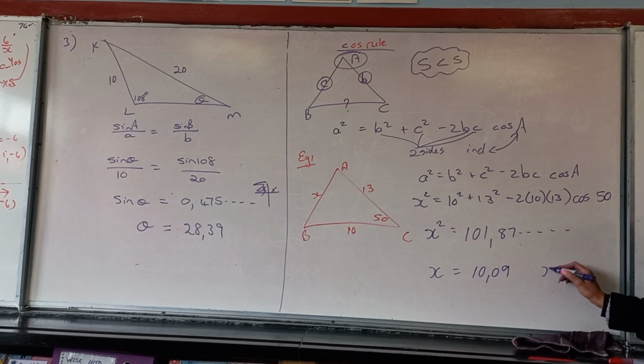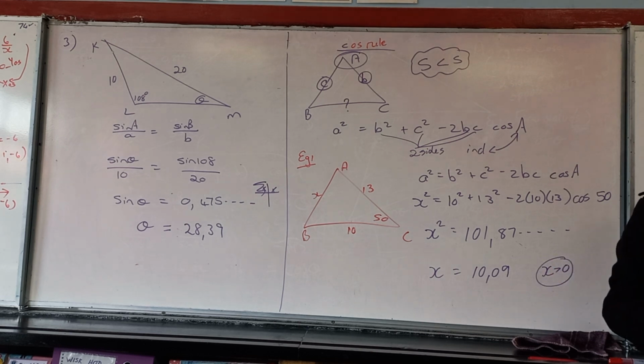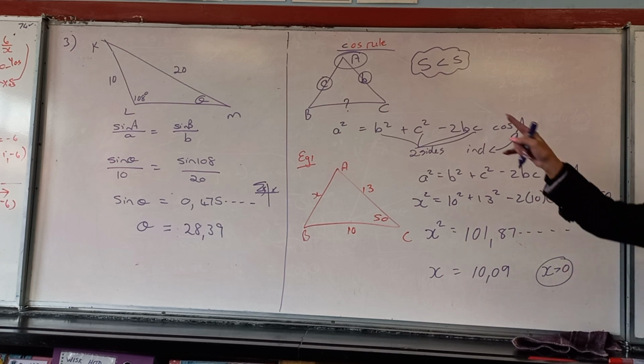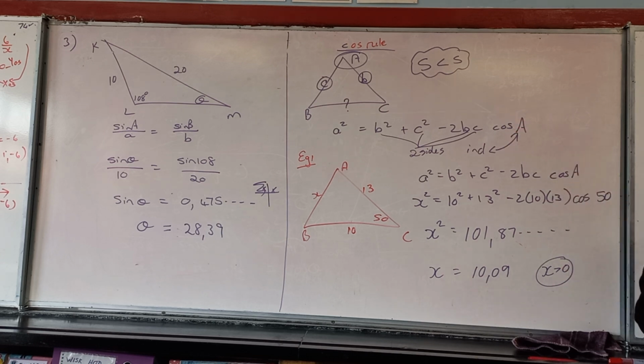And just for interest's sake, I'm saying x is bigger than 0. You don't have to say that. I know I should have thought about the negative, but it's got to be positive because it's the length of a side. Otherwise, it would have been either plus or minus if it was a different situation. But this is the length of the side of a triangle. Okay.